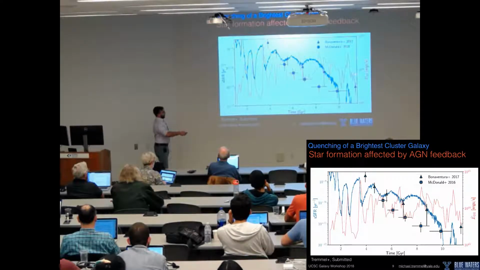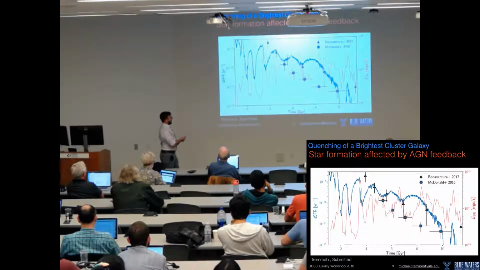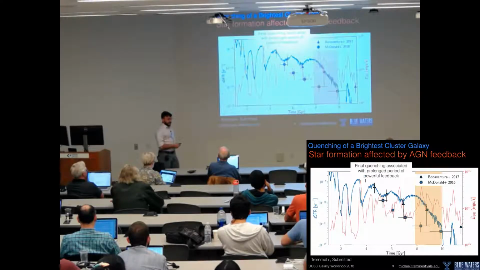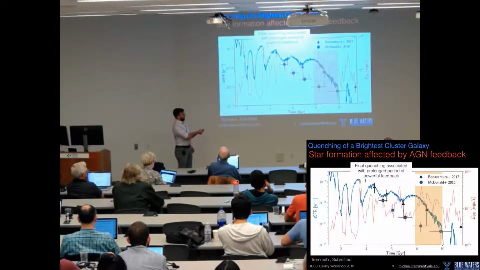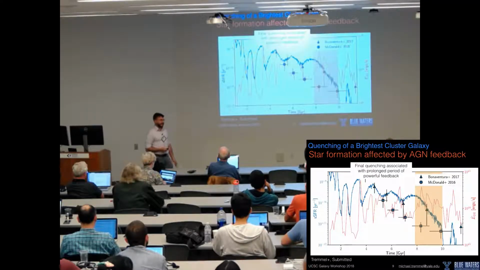And in the data points, we have observations from Bonaventura and McDonald et al. We can see that we match very well with the average star formation history of BCGs across cosmic time. Of course, eventually the BCG does cease forming stars, and this is coincident with a particularly powerful episode of AGN feedback shown in red here, the rate at which AGN is injecting energy into the simulation.